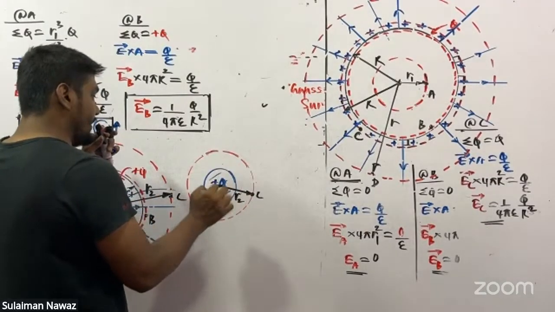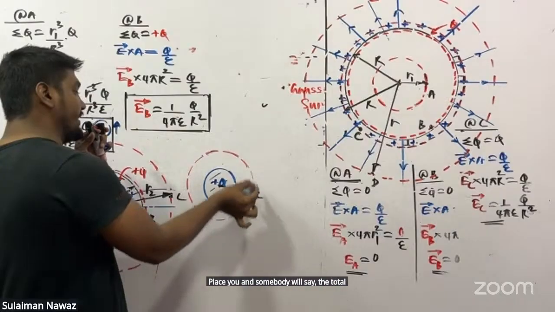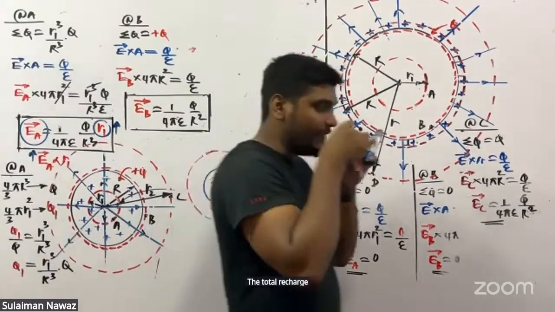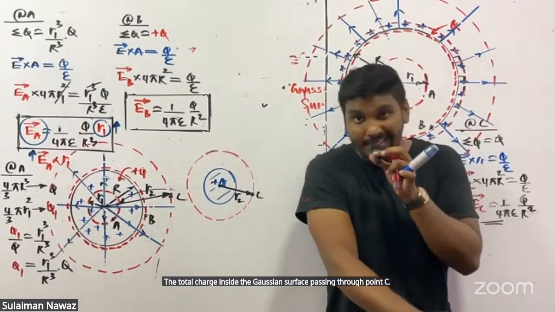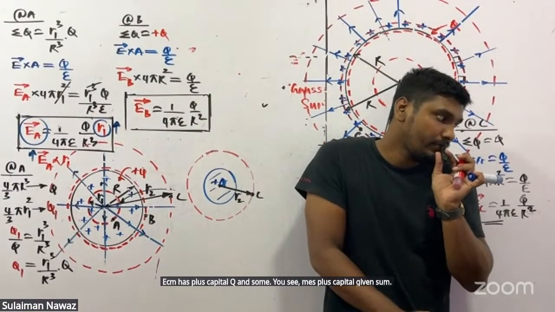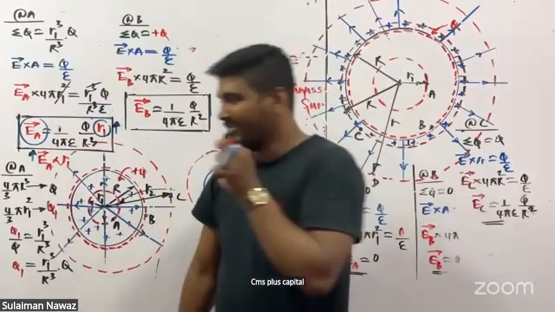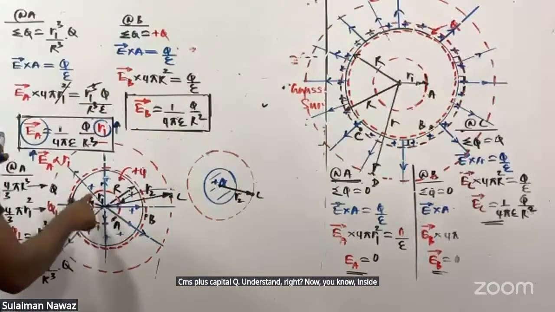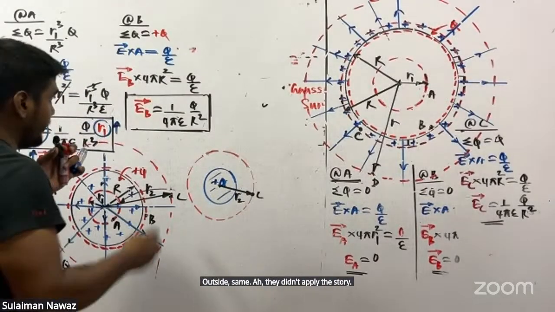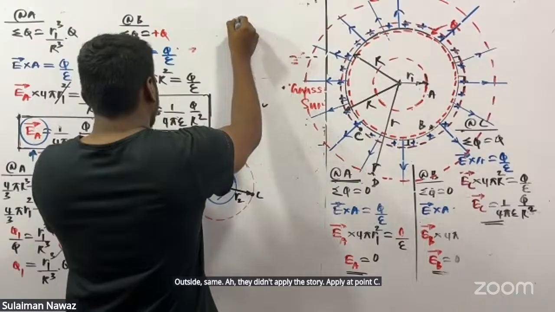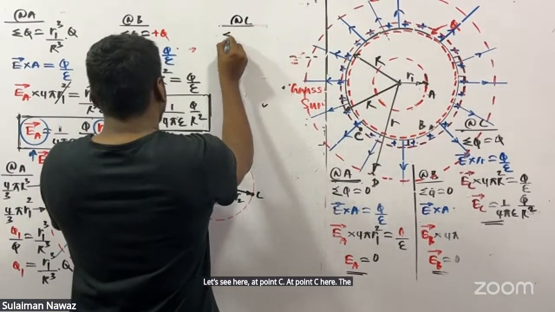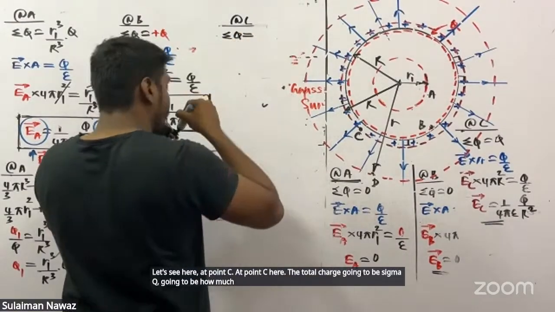Now see the total charge inside the Gaussian surface passing through point C. It is the same as plus capital Q. Understand, right? Inside different, outside same. Then apply the law at point C. At point C, the total charge is going to be the same as plus capital Q.